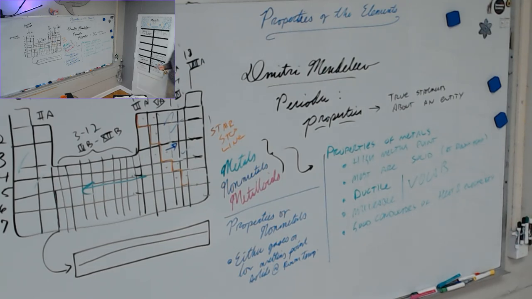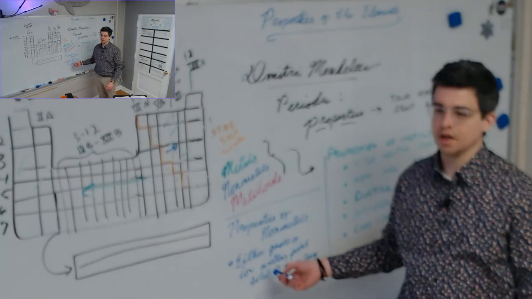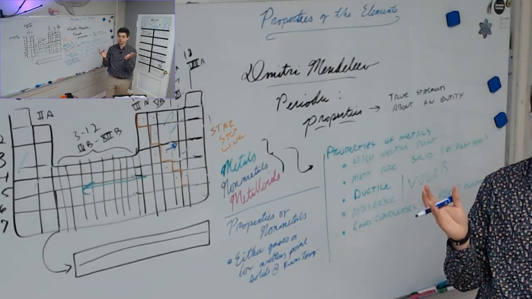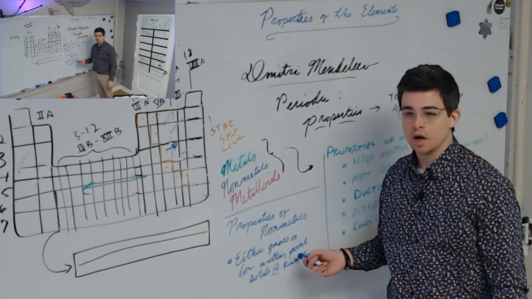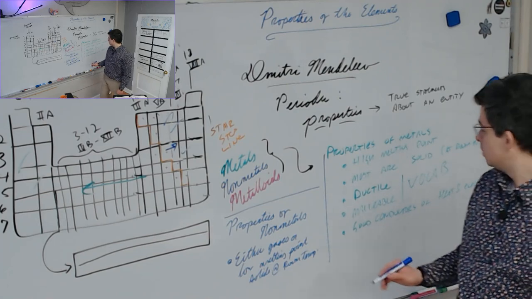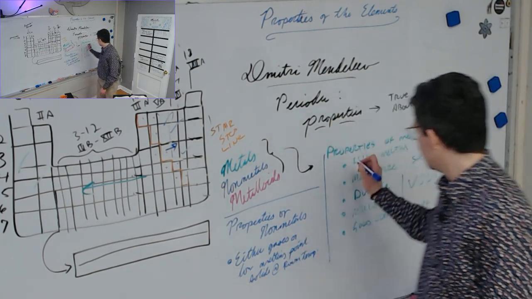Carbon. I'm sure it does have a melting point. In fact, I know it does. But in our oxygen environment, carbon just burns. But when it is melted, carbon has a low melting point. So either gases or low melting point solids at room temperature. That addresses both these first two.